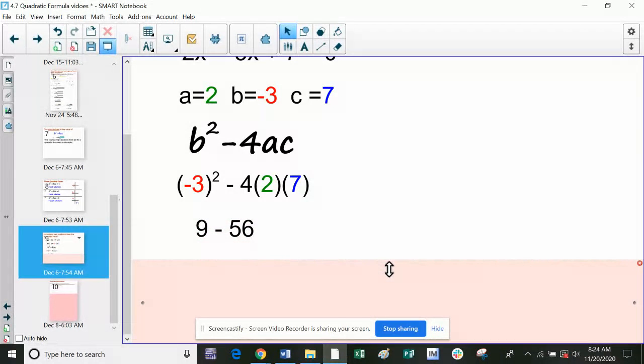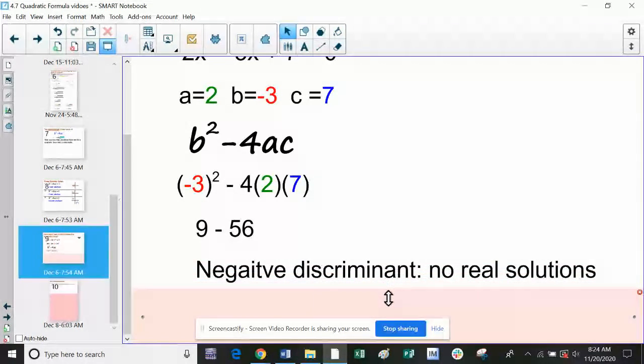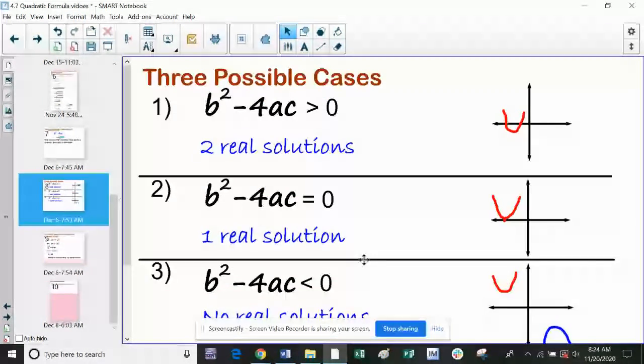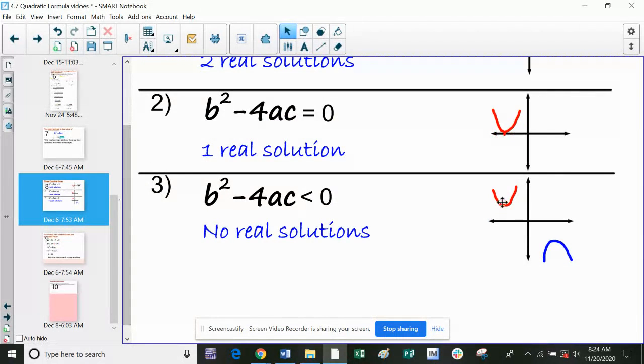So when I go to solve, I get this far and I'm like, you know what? I don't even actually care what the answer is because I know it's a negative. There's a negative discriminant, so there's no real solutions. So what I have then in that case is something that would graph either something like this or like that, where it's not going to touch or cross the x-axis.